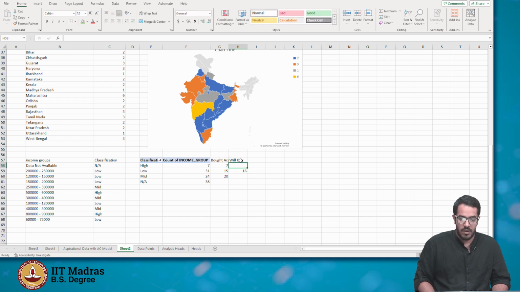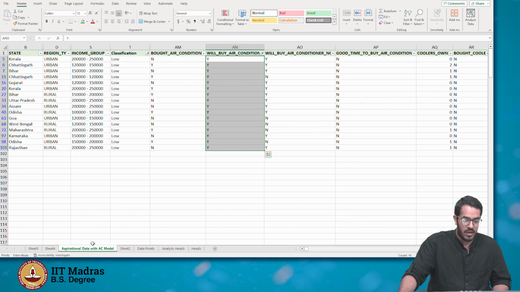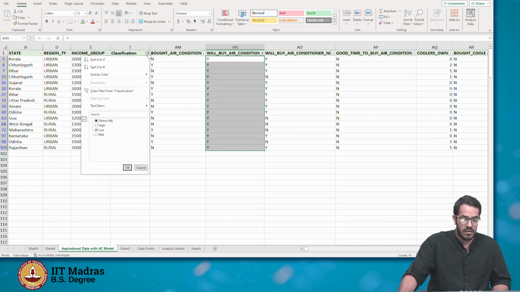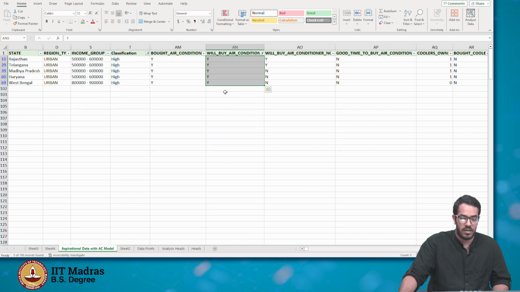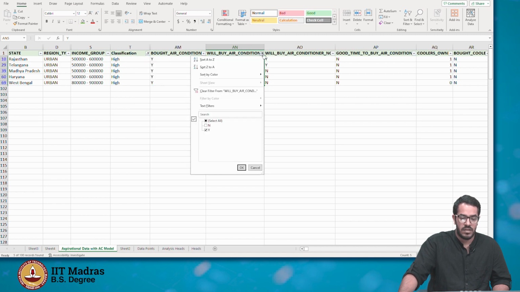Here I have 16 people saying that they will buy an air conditioner. Coming back here, let's see what is the response for the people with high income group. All of them say that they will buy an air conditioner. Is there anybody saying that they won't buy an air conditioner?